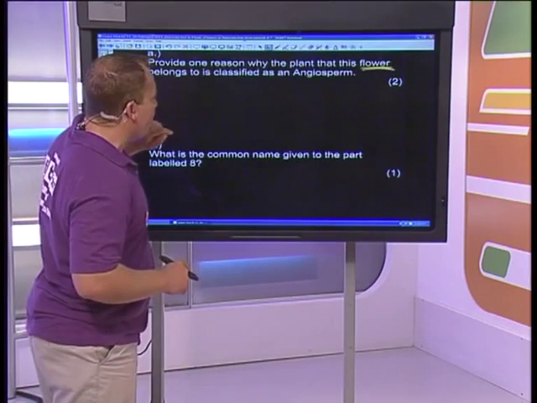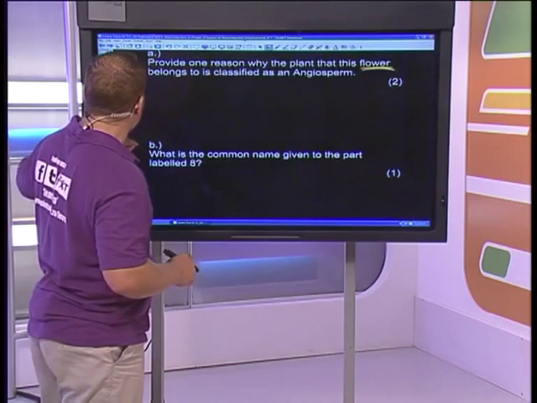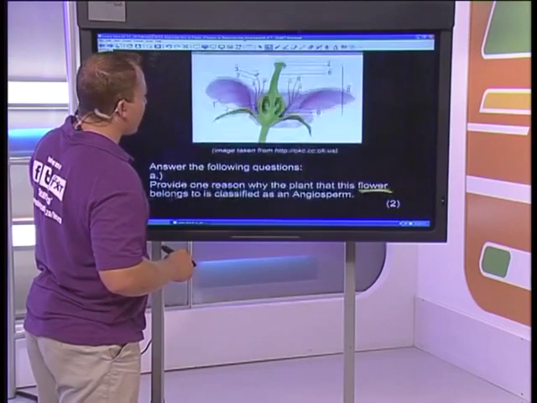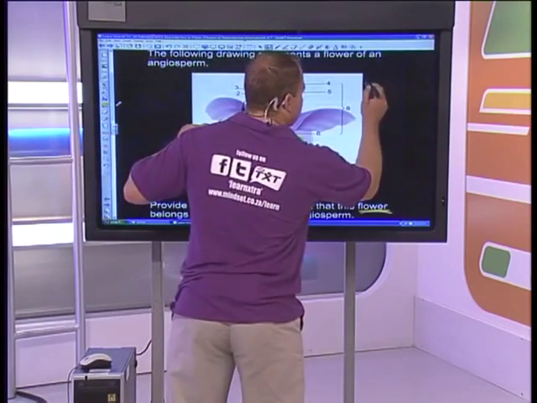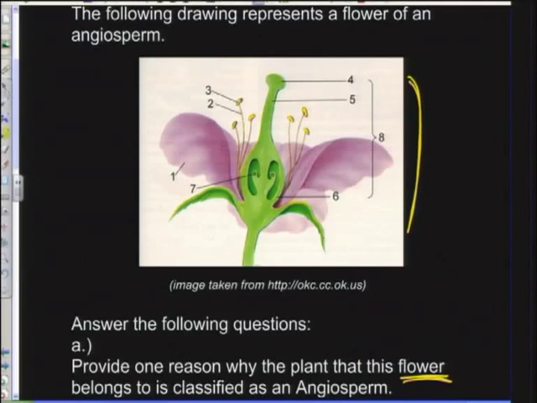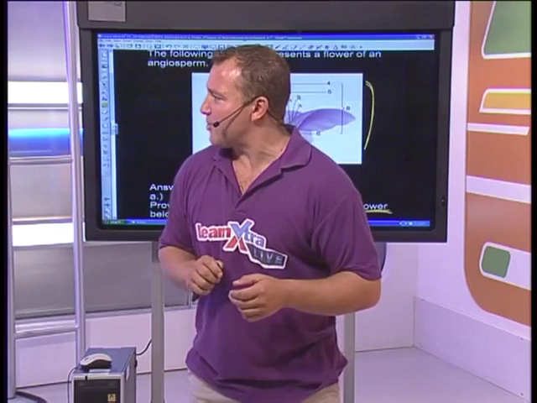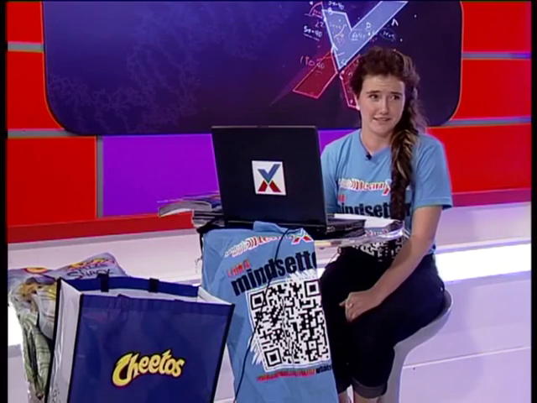What is the common name given for the part labeled 8? Let me go up here. 8, 8, 8. Here it is. Can you see 8? There's 8. Remember cowboys and Indians? I remember cowboys and Indians.